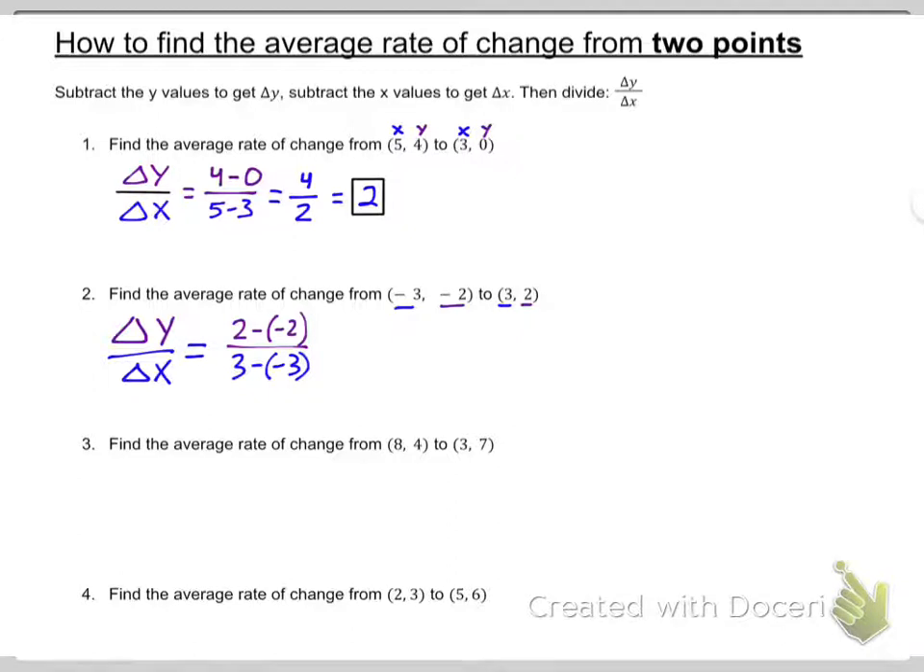So 2 minus negative 2 is the same as 2 plus 2. So we get 4 over 6. Of course, that's a fraction that can be simplified. So you simplify it, and 2/3 is our answer for the rate of change.